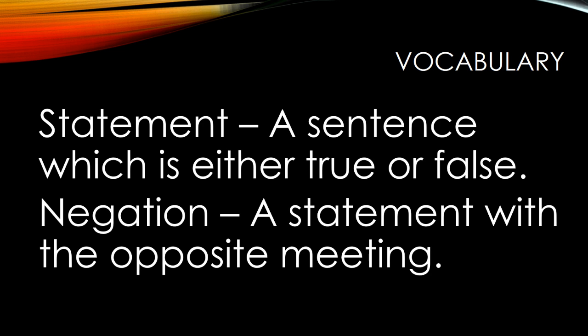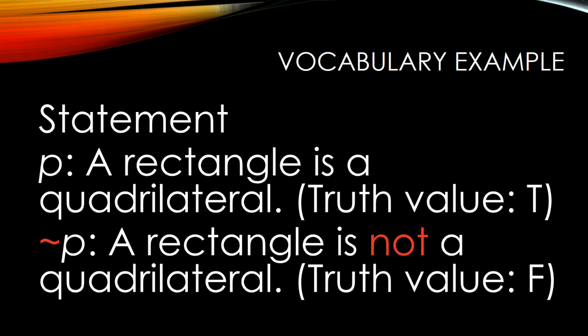That's what we say. Negation is just a statement with the opposite meaning. So to show you that here, the statement P: a rectangle is a quadrilateral. That has a truth value of true. It's true that a rectangle is a quadrilateral. But that symbol there, the tilde, is the not sign in math. So not P means a rectangle is not a quadrilateral, and that has a truth value of false.